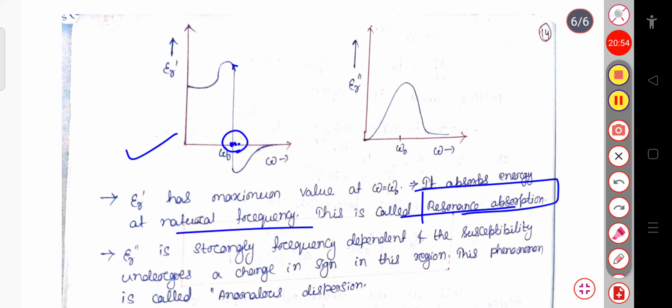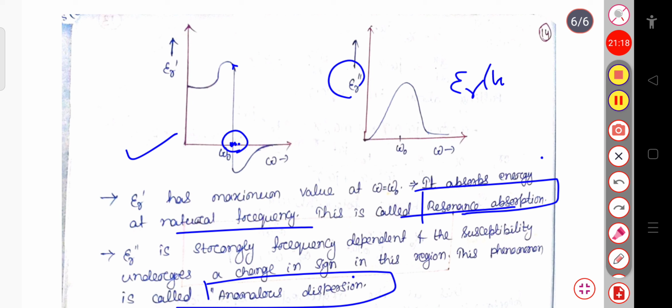Similarly, in the next graph, epsilon r double prime is strongly frequency dependent, and the susceptibility undergoes a change in sign in this region. This phenomenon is called anomalous dispersion. Since the detail is not in your syllabus, just try to remember that in the dielectric constant epsilon r of omega, there are two terms. One represents the dielectric constant and the other gives the damping loss information.